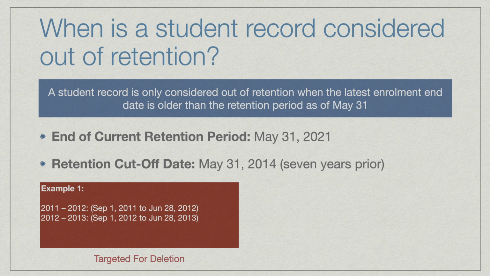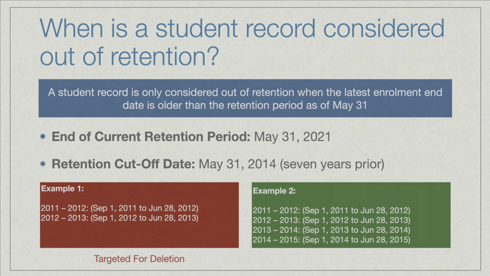Let's take the same example a little further. Suppose the student had two additional enrollment records. In this case, the student's latest enrollment end date of June 28, 2015 is definitely not before the retention cutoff date of May 31st, 2014. This student will not be considered out of retention and is not targeted for deletion. TrueNorth looks at a student record in its entirety, and all enrollment periods must be older than the retention cutoff date.